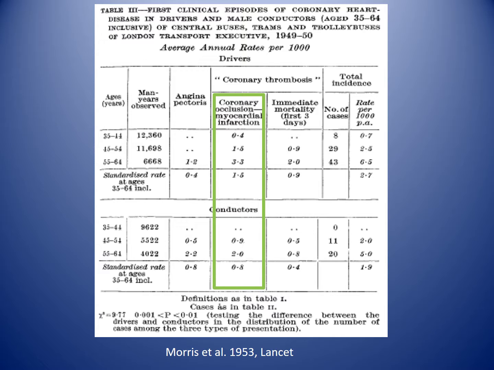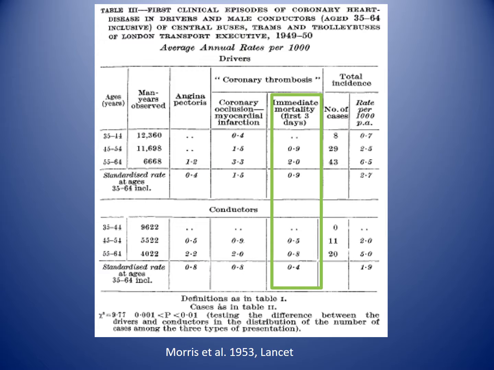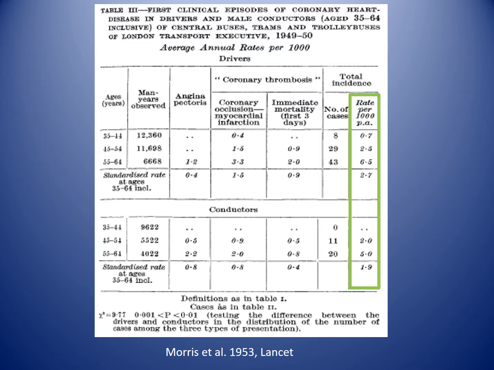And what you see if you look at the standardized rate, this is a mathematical formula that takes into account age. You don't need to know how to calculate it. But for the drivers, the standardized rate of heart attack was 1.5. For the conductors, it was 0.8. So the drivers were about twice as likely to have a heart attack. If you looked at immediate mortality, the rate was 0.9 for the drivers and 0.4 for the conductors. So the drivers, those who sit a lot, were about twice as likely to die of that heart attack.